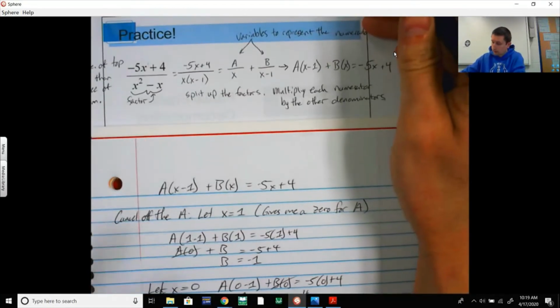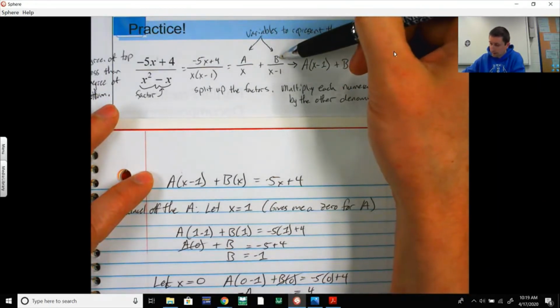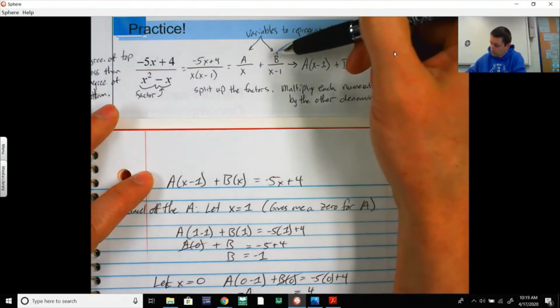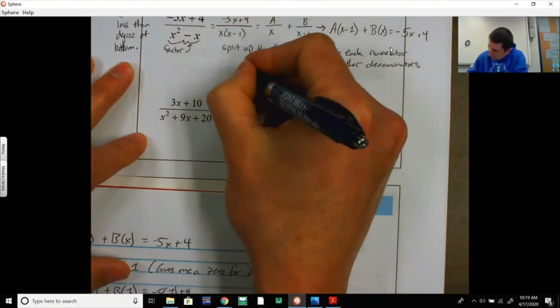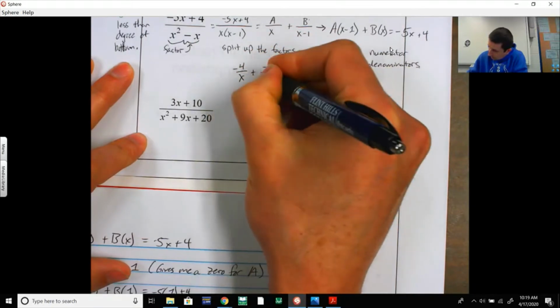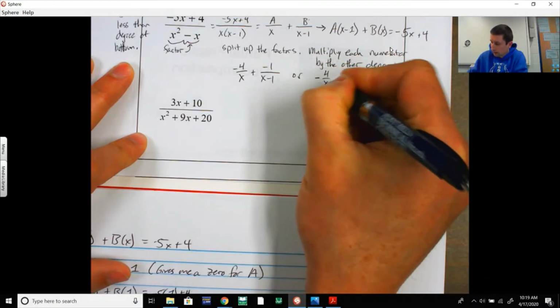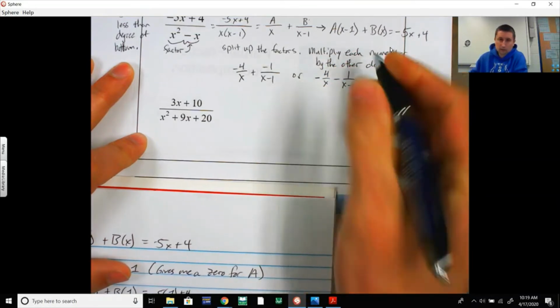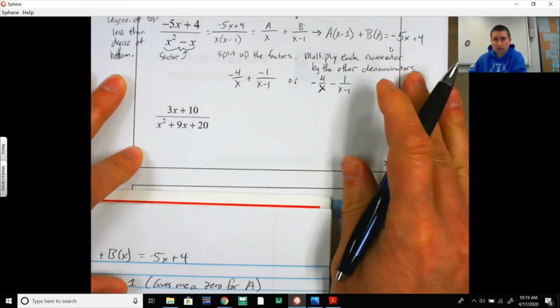Let me show you that. There's your a and b. So a has to be negative 4, b has to be negative 1. Those are the numbers that go up there. So your answer would be negative 4 over x plus negative 1 over x minus 1. Or you can write it negative 4 over x minus 1 over x minus 1. Either one of those would work. Those are the two partial fractions.